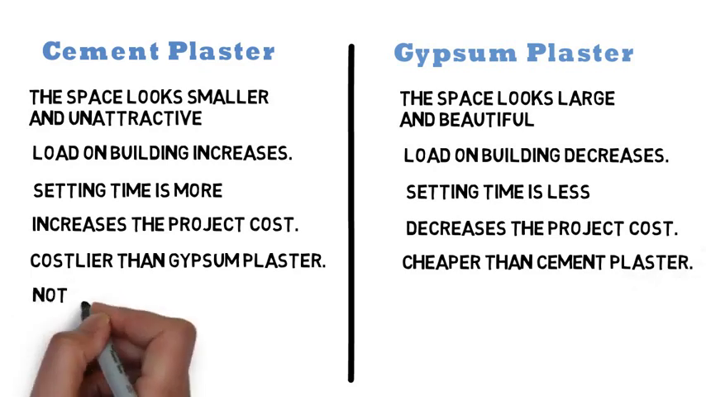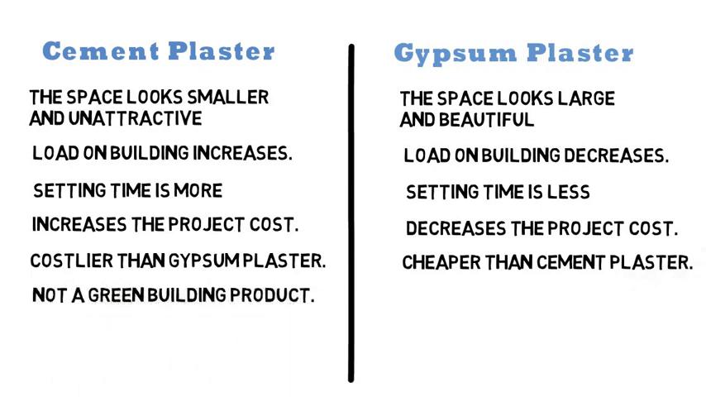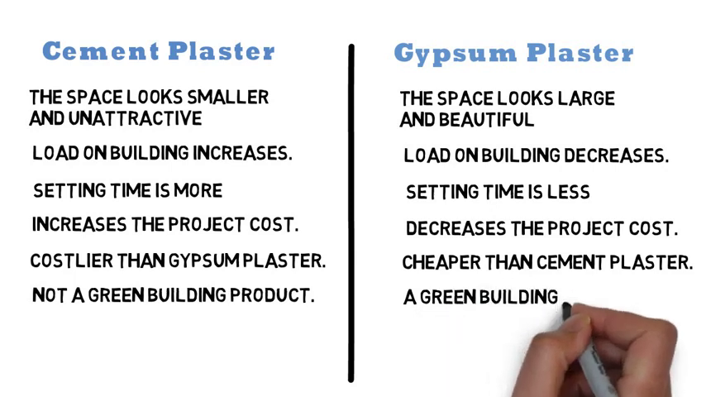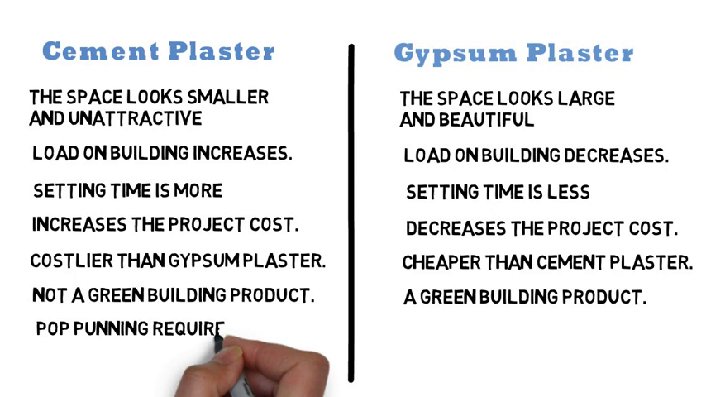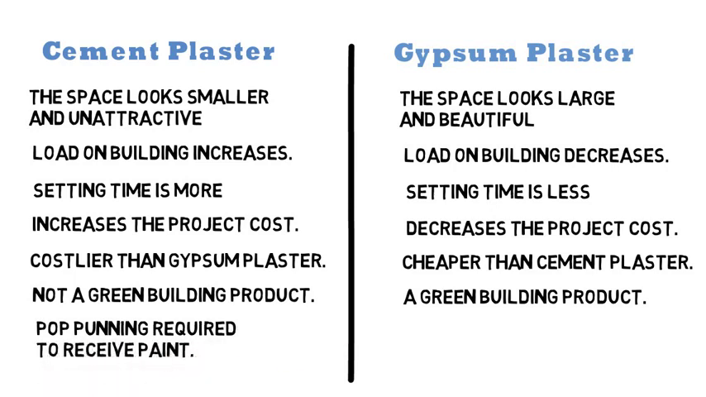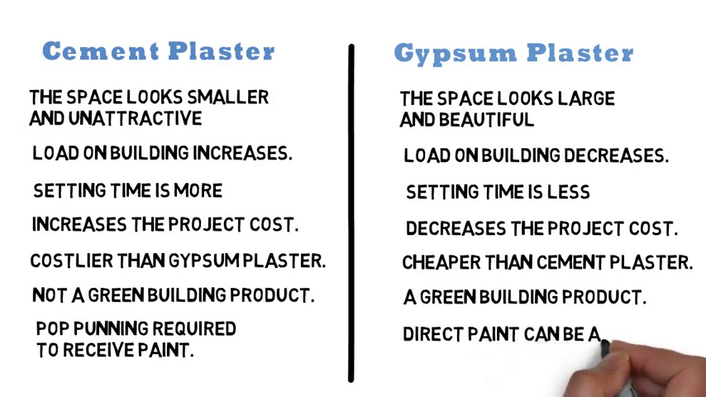Cement plaster is not a green building product, whereas gypsum plaster is a green building product. In case of cement plaster, we need POP punning on plastered surface to receive paint. But in case of gypsum plaster, POP punning is not required. We can directly apply the paint.